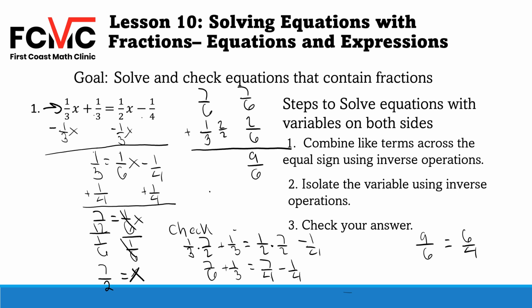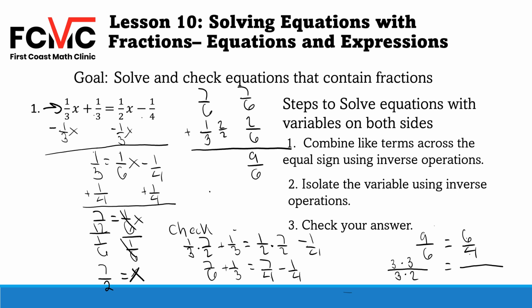So I've got 9 over 6 and 6 over 4. Well, let's see if we can factor these out a little bit and just double check and make sure that these are equal to each other. Well, 9 over 6, what can I factor out? I can factor out a 3. So 3 times 3 is 9. 3 times 2 is 6.